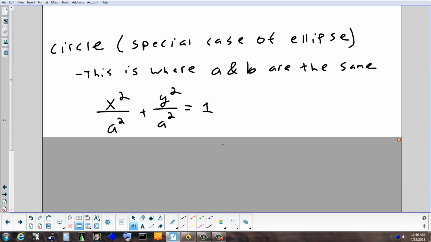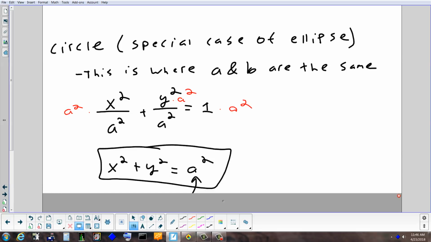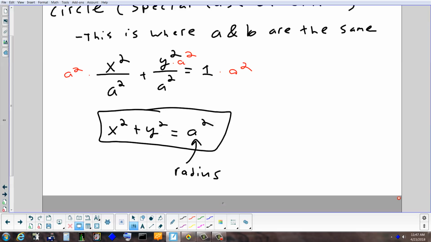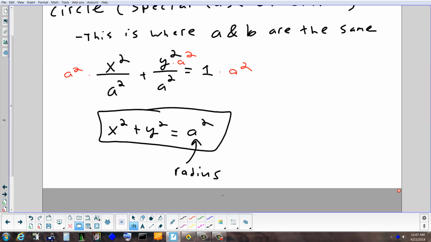And usually when they write the equation of a circle, they multiply everything by a squared. So that way when you write the equation of a circle, there's no fraction in it at all. That's just normally how they do it. And did anyone have a guess what this A would be in a circle? It's something special about the circle. It's the radius, and that's why a lot of times they use R. So if you had x squared divided by 12 plus y squared divided by 12 equals 1, that's a circle with a radius of 12.